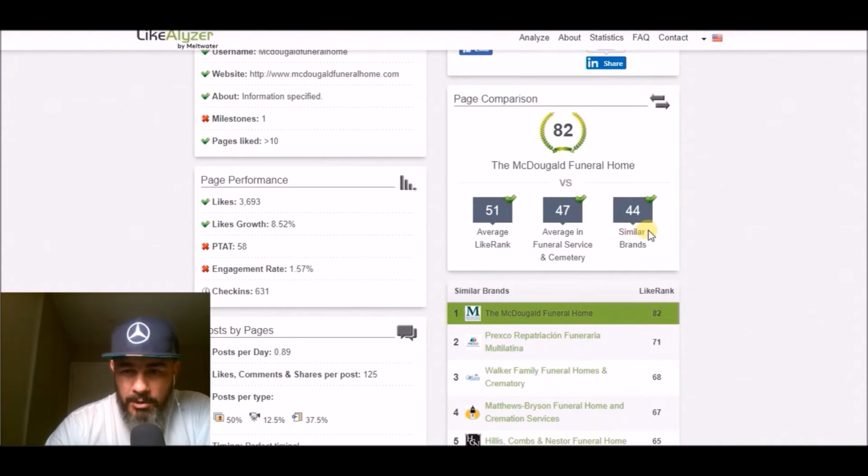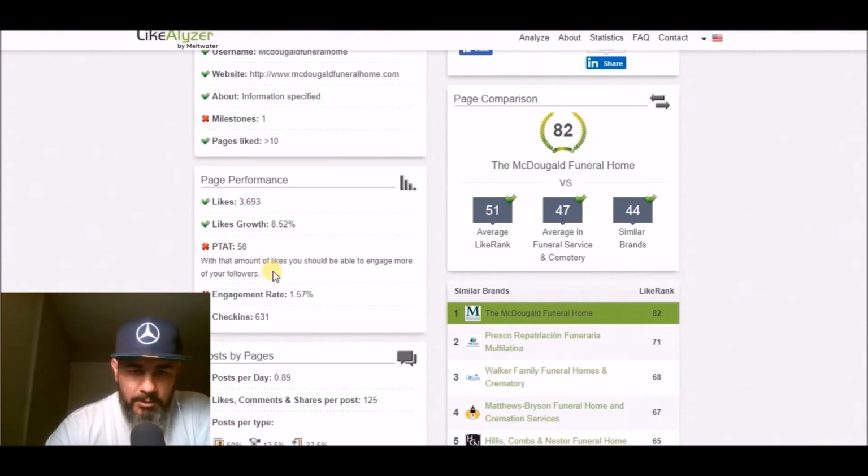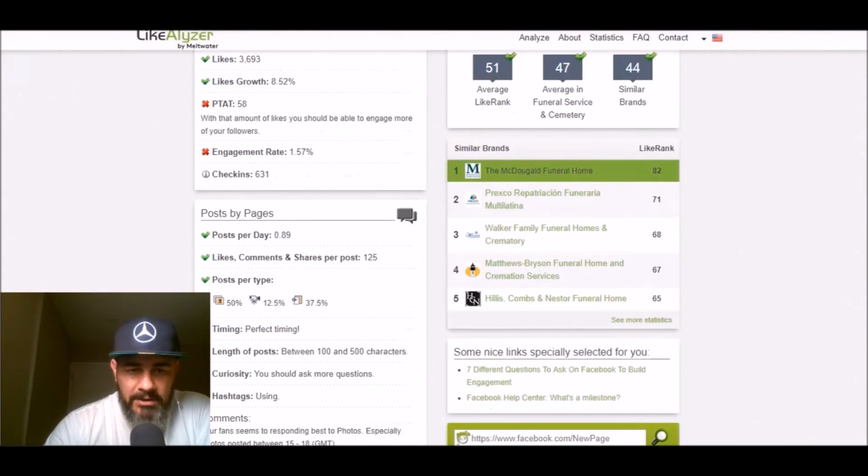Similar brands, 44. So they're doing great among funeral homes. They've liked another 10 plus pages. They don't have a very good people talking about score. So with that many likes, there should be more action here. And if you click on that, that's what it'll tell you. The engagement rate's not high for that many people. So they've got to do some things to fix that.